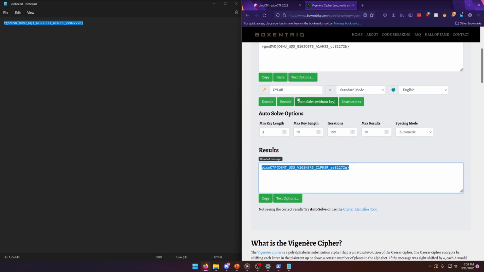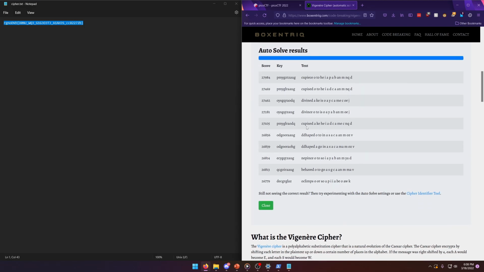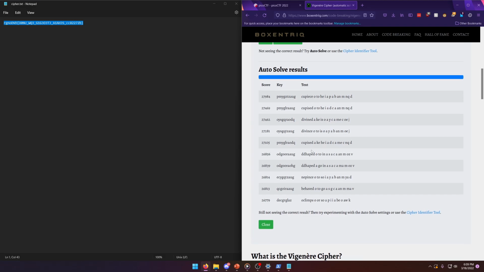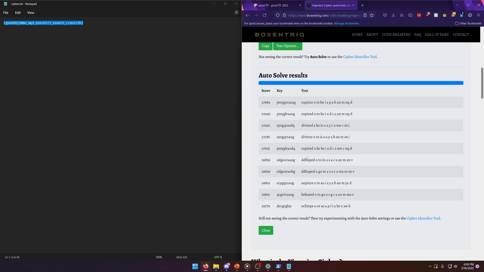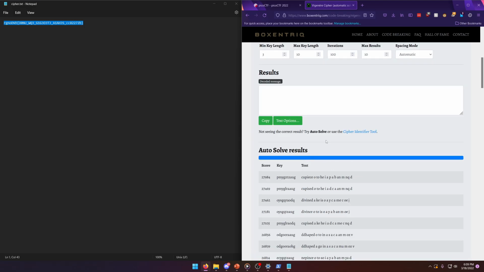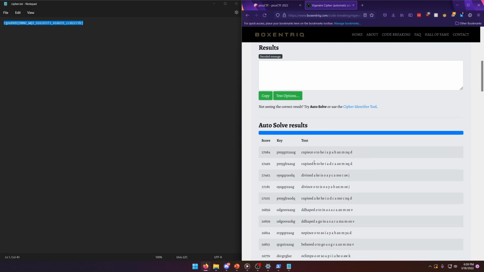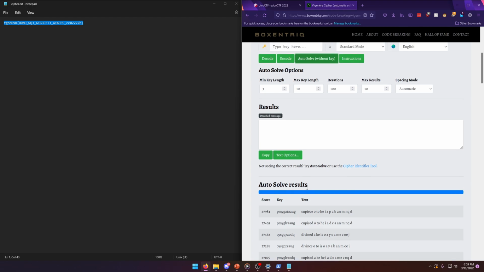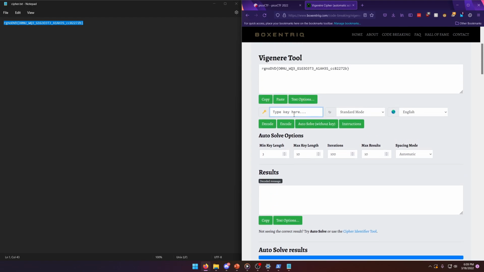Now, there is an option to auto solve without the key. If we remove the key and auto solve it, you do have a chance of the ciphertext being broken this way, but usually you need the ciphertext to be a little bit longer. The longer it is, the easier it'll be for it to figure out what the key is to crack it. So it didn't work in this case, but luckily since we do have the key, we can decode the ciphertext.